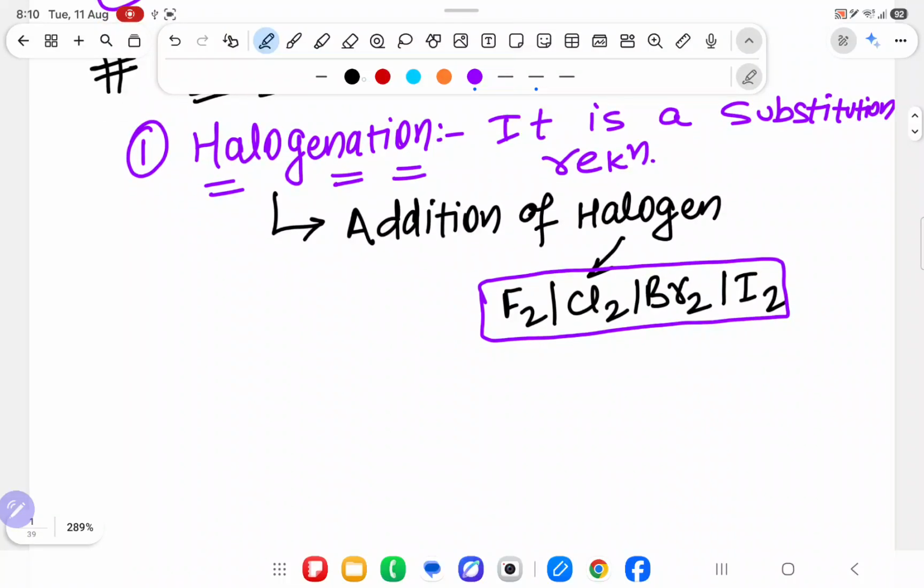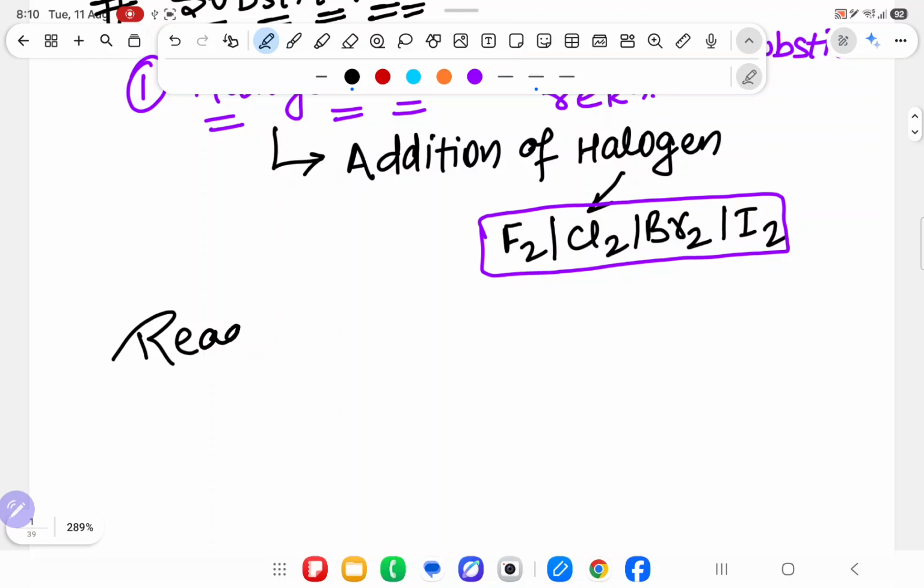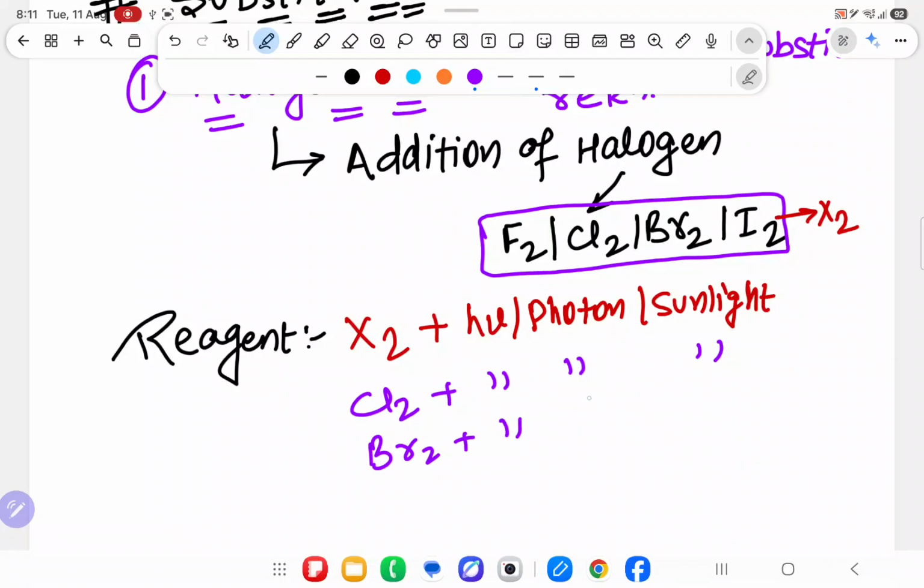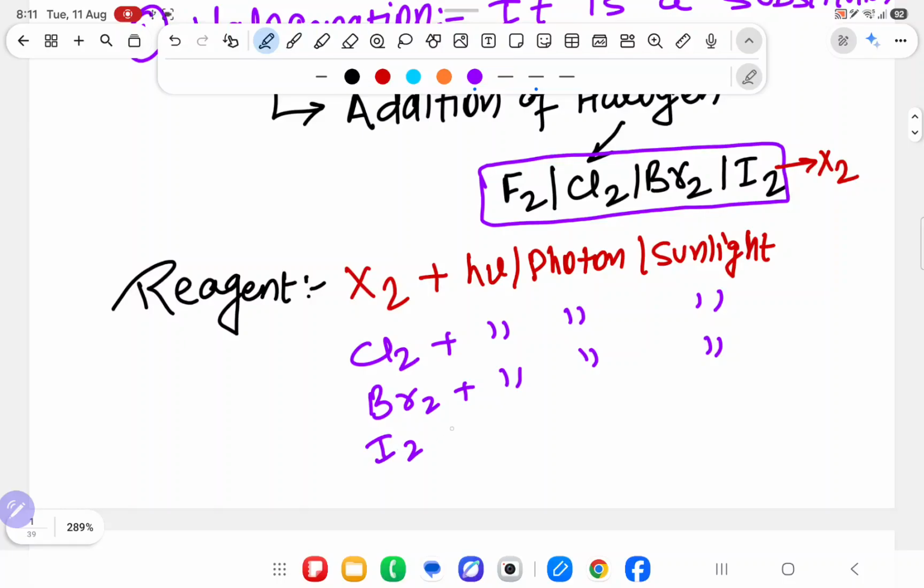Now, over here, what is the reagent we will use? The reagent that we will use is X2. X2 means either F2 or Br2 or Cl2 or I2 in presence of h mu or photon or sunlight. The light of the sun is known as sunlight. They will release one energy particle that is called a photon, and it is also denoted by h mu. So all three have the same meaning. In place of X2, you will take Cl2 in presence of h mu, photon or sunlight, or Br2, or I2, or F2 in the same way. This we have to do.